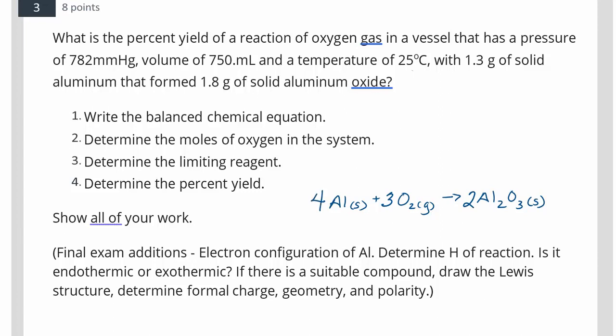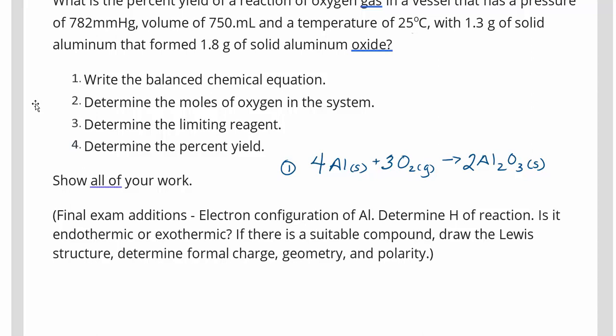Now you can go back and do it the longer way where you count each atom each time, and that's okay if you need to do it that way. I'm showing you a faster way for those of you who are comfortable with it. So now we need to determine the moles of oxygen in the system. So this is number 1. To determine the moles of oxygen, we need to use the ideal gas law.